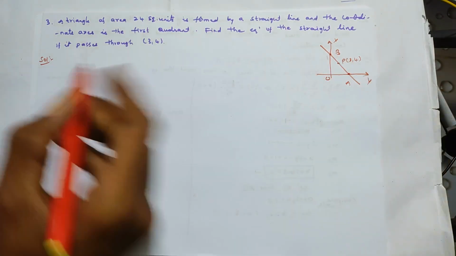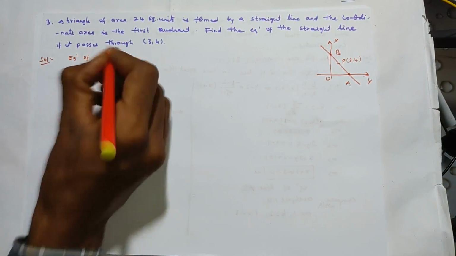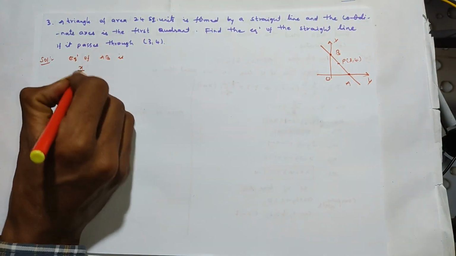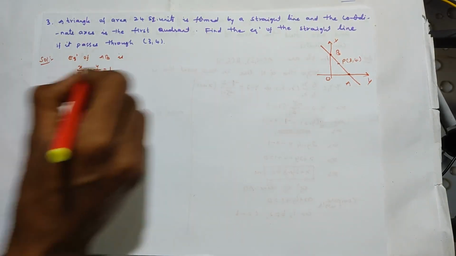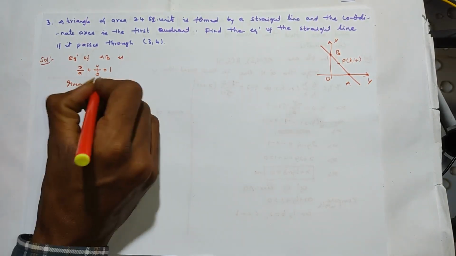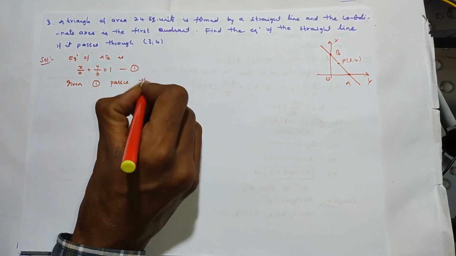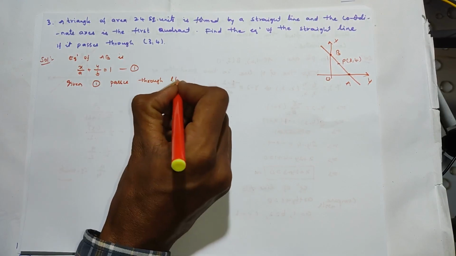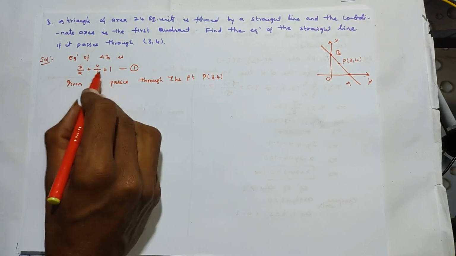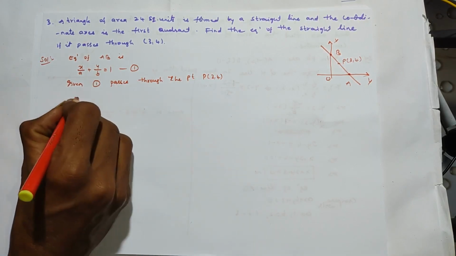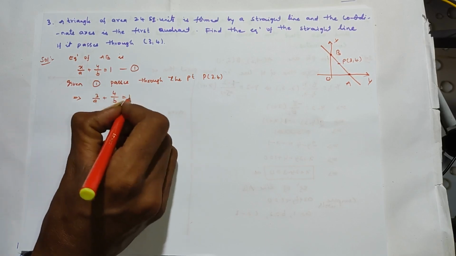Right. So the solution: the equation of AB is in intercept form, right? x by a plus y by b is equal to 1. And the given equation 1 passes through the point P of (3, 4), which means this equation satisfies this point. That implies 3 by a plus 4 by b is equal to 1.